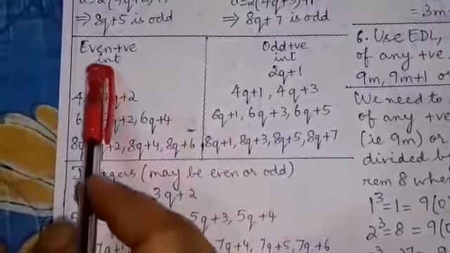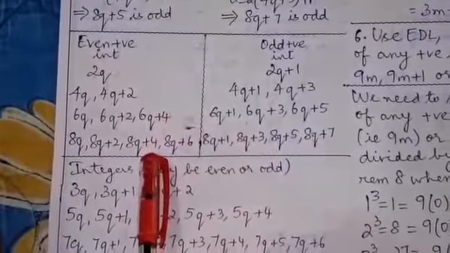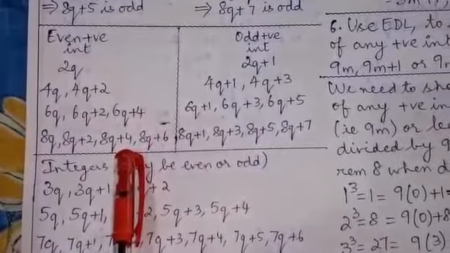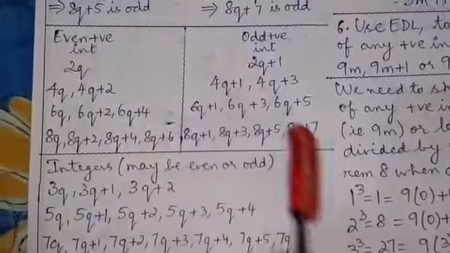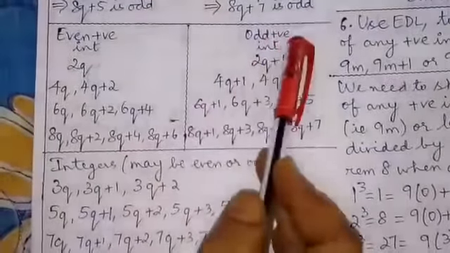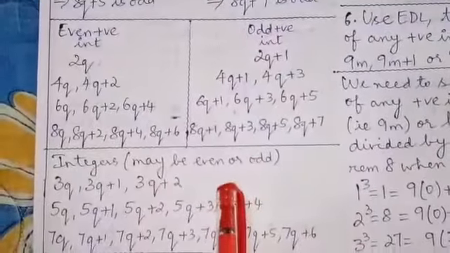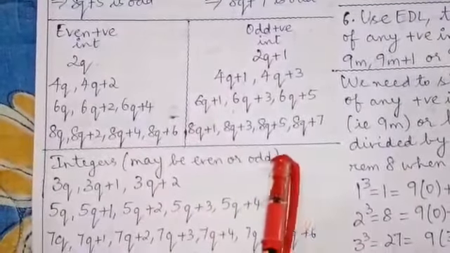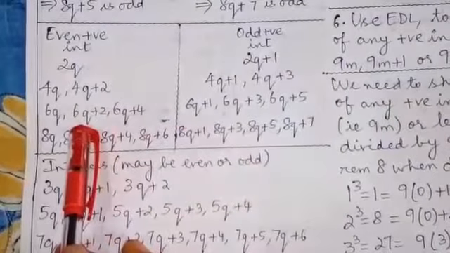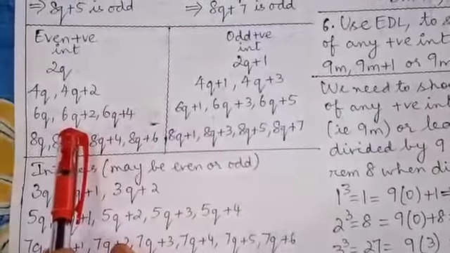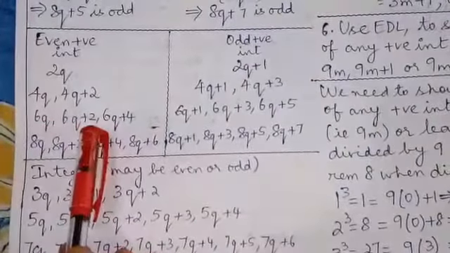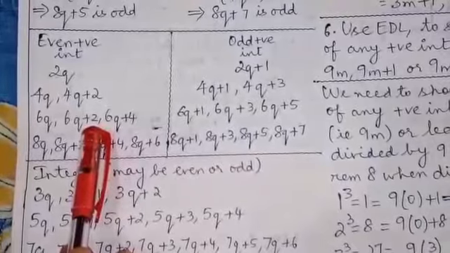Now, the expressions here always represent an even positive integer. The expressions here always represent an odd positive integer. Let's just check them. For example, 6q plus 2. When q takes the value 0, 6 into 0 plus 2, so 0 plus 2, which is 2, even.